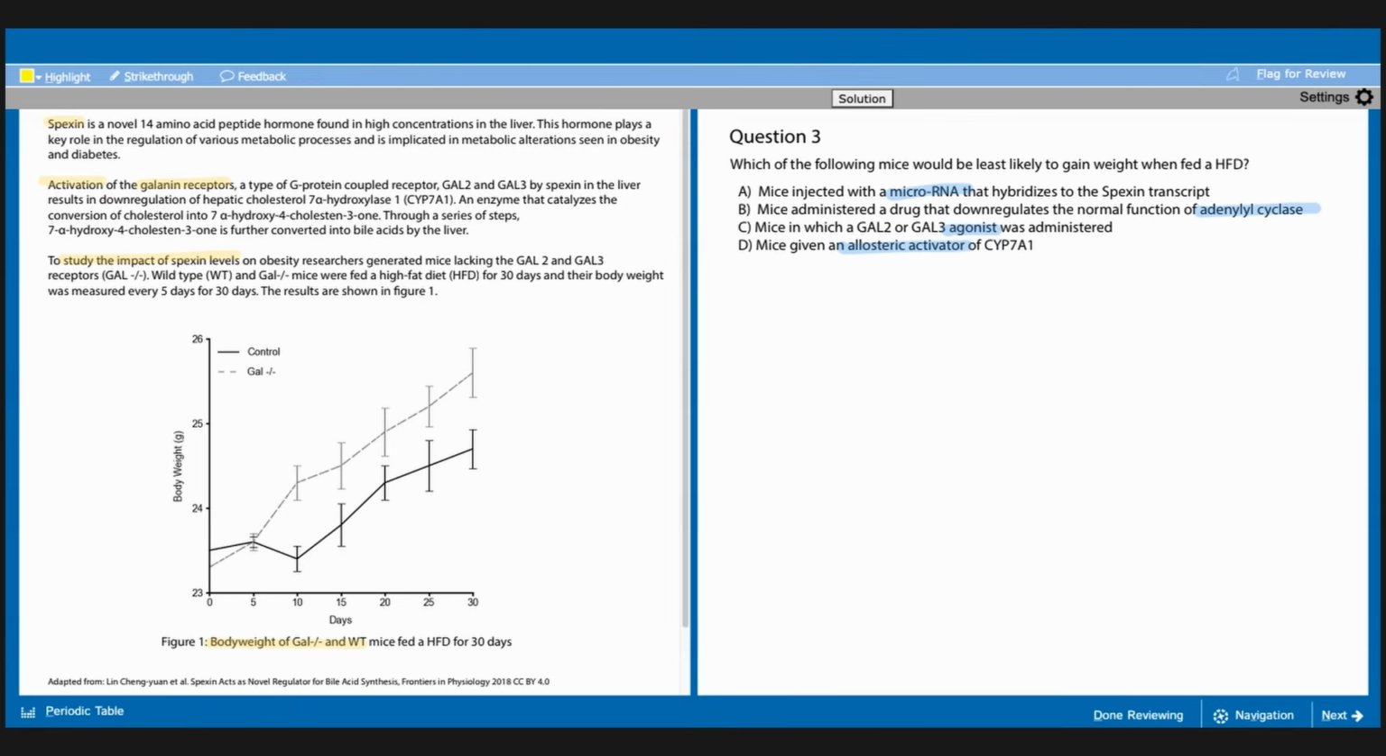As I begin to look at everything that I've highlighted at this point in time, I'm getting the sense that this has something to do with signaling, since we get this idea of agonist, activator, adenylate cyclase. Don't know necessarily what to think about the microRNA, but that's okay. And from here, we'll go ahead and move on to picking out our keywords.